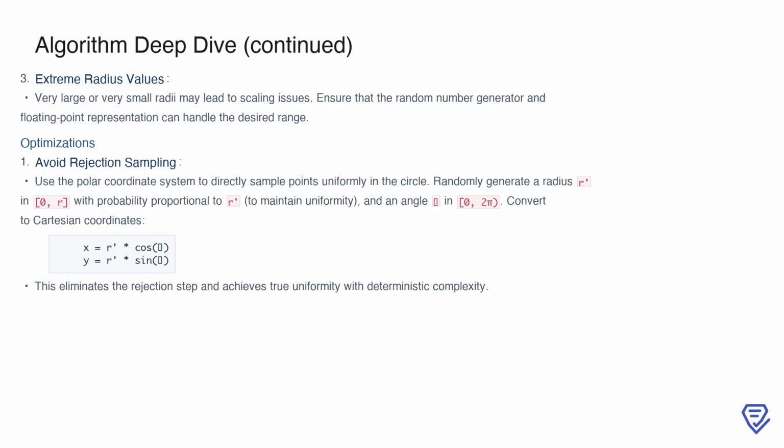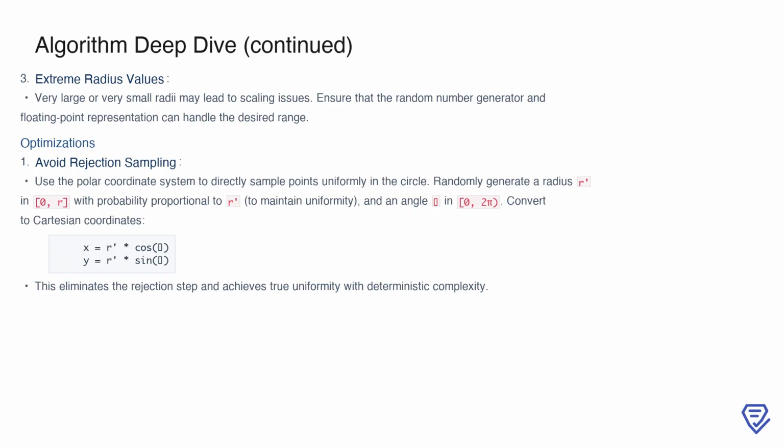To ensure that a point lies inside the circle, the method calculates the squared distance from the point to the origin of the circle, using x_offset**2 plus y_offset**2. If the squared distance is less than or equal to the square of the radius, the point lies within the circle. This check ensures the uniform distribution of points within the circle.